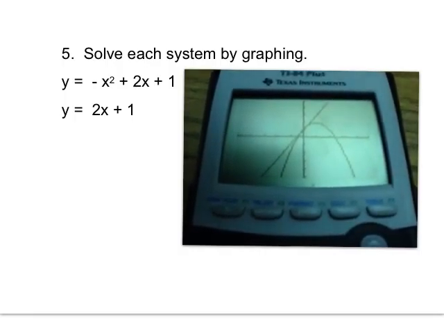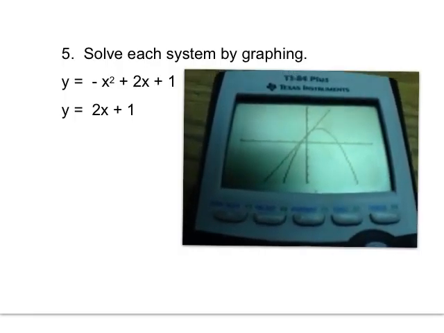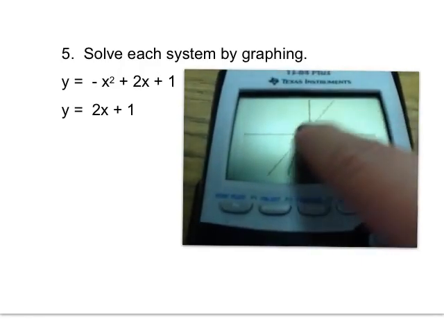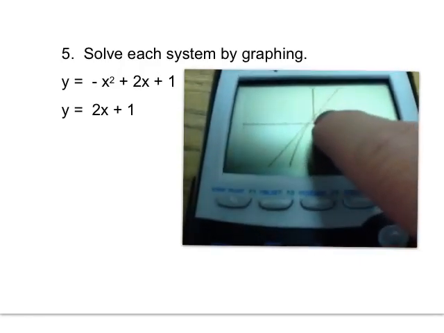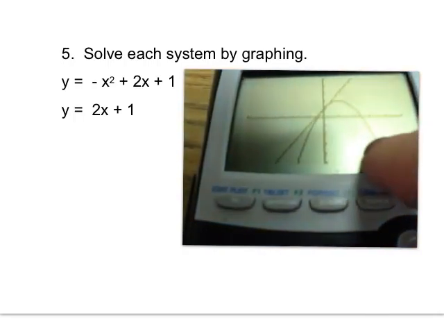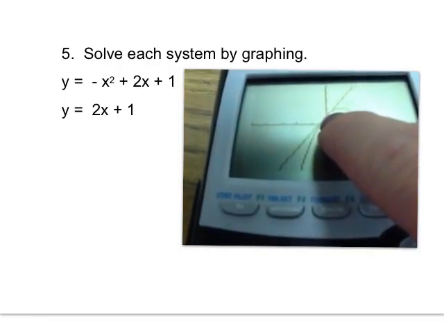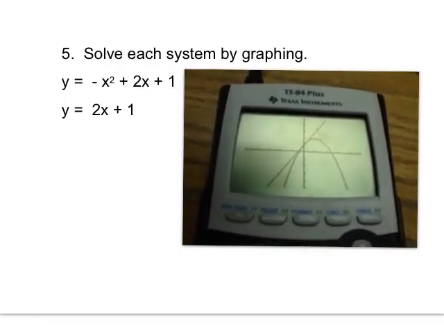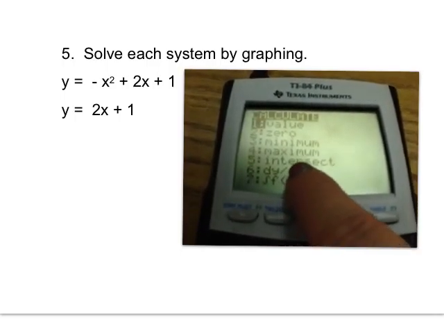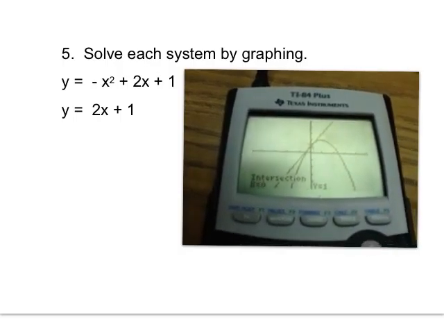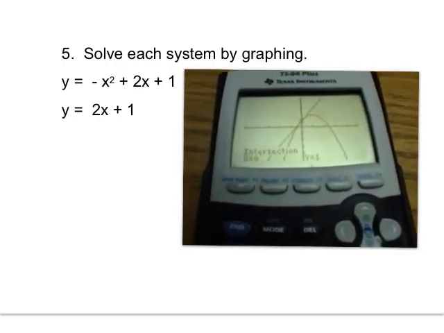Yeah, I don't think that those are intersecting 2 times. It looks like they're just touching. We would say that this line is tangent, new word. This line is tangent to the parabola. That means it's only touching it at that one point, like barely touching it. So we're going to calculate the intersection. Second trace, choose intersect, enter 3 times, and that intersection is at the point 0, 1.